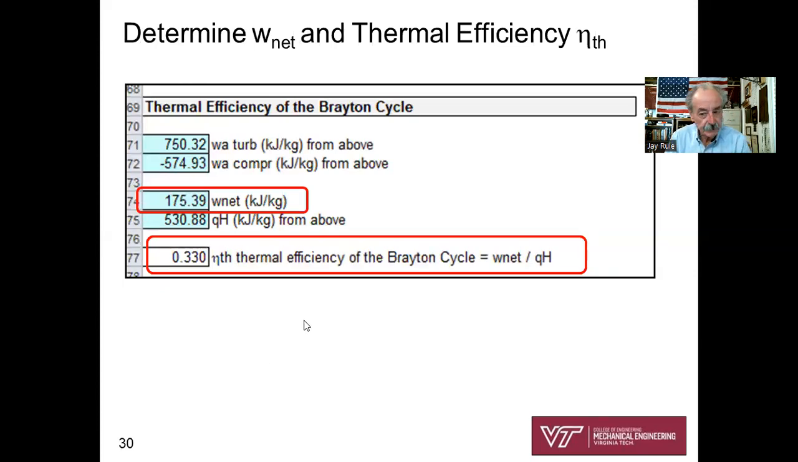Okay, thermal efficiency. We have everything we need for the thermal efficiency, the energy sought and the energy that costs. Well, W net is simply the sum of the turbine work out and the compressor work, which is a negative number. So W net is 175.39 kilojoules per kilogram. QH we found for the heat addition process: 530.88. And so the thermal efficiency of this Brayton cycle model for this real gas turbine engine is 33%. Wow, that's pretty bad, isn't it? It's pretty low.